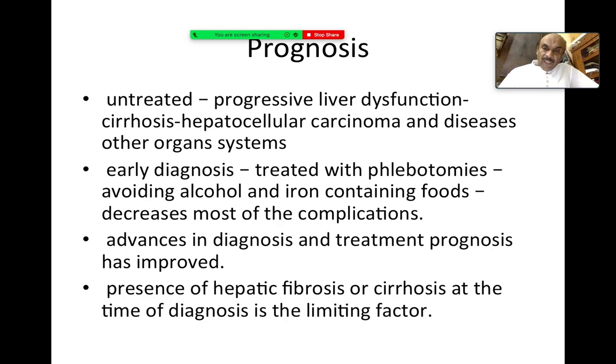Because of the advances in the diagnosis and treatment, prognosis in this hereditary hemochromatosis has improved. Well, there are two important points to be remembered. Presence of hepatitis or presence of cirrhosis, okay, at the time of diagnosis are the limiting factors with regard to improvement with treatment.